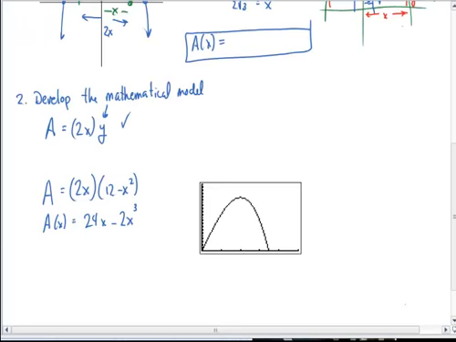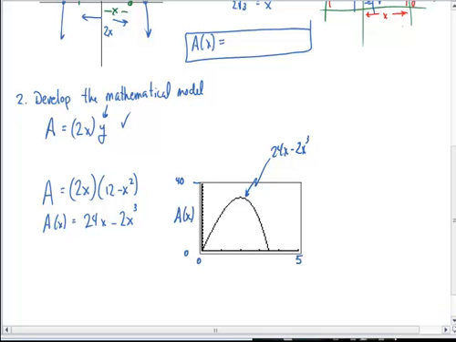Well, we're back, and here we are. We have the graph of the area equation. Remember, this area is a function of x. The equation right here is 24x minus 2x cubed. And this is just a screenshot from my graphing calculator. The highest value on the window was 40, and the lowest was 0. And the window went from 0 to 5.